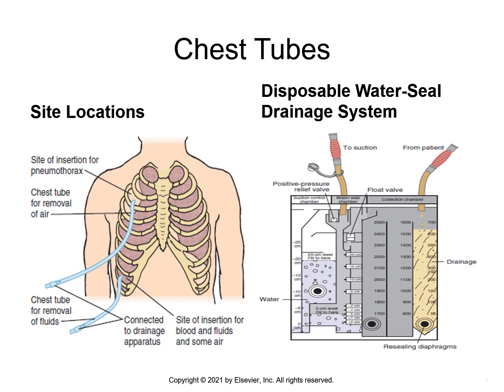Persistent bubbling in the water seal chamber indicates an air leak. Fluid in the chamber should fluctuate with inhalation and exhalation. Occasional bubbles may appear with breathing, sneezing, or coughing. If a pneumothorax is present, bubbling will occur with inspiration, as air is forced out of the area of the pneumothorax.